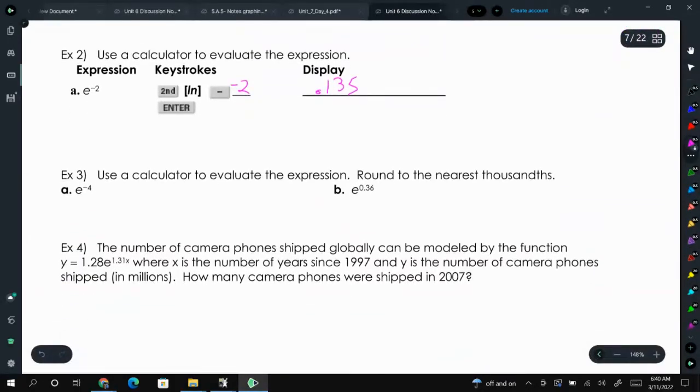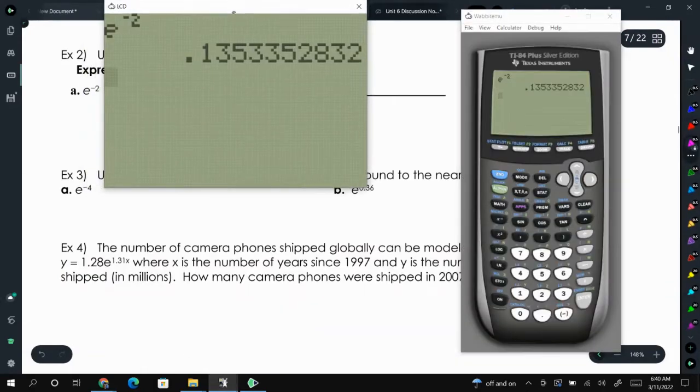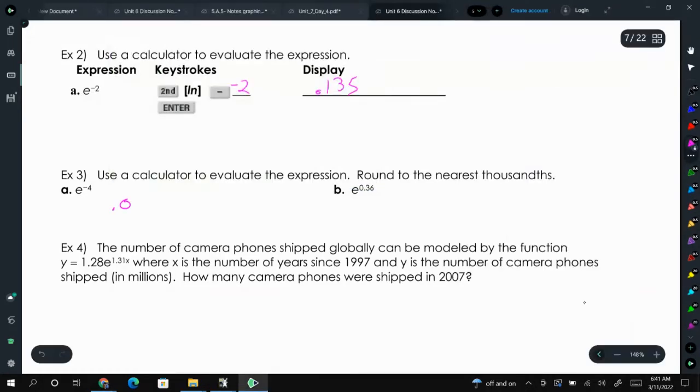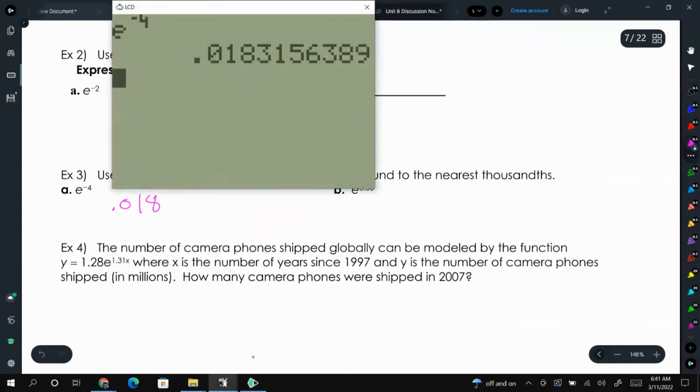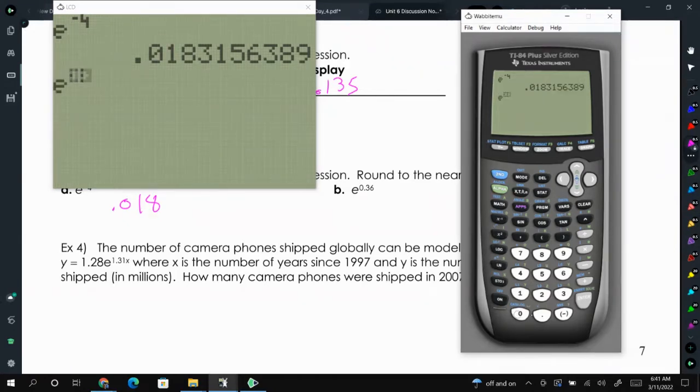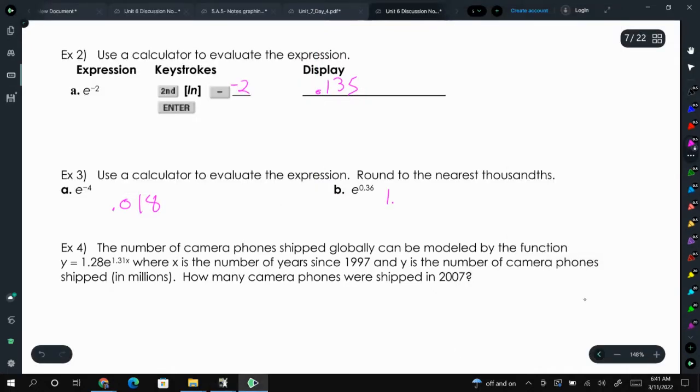So we're going to do these calculator problems. e to the negative 4th, so second ln negative 4, and we get 0.018. And then we'll do second ln e raised to the 0.36 power, 1.433. Okay. So e is an actual value, but we can also treat it as a variable in some instances.